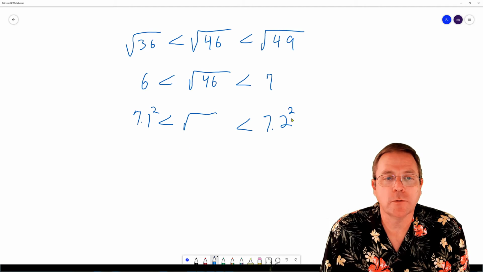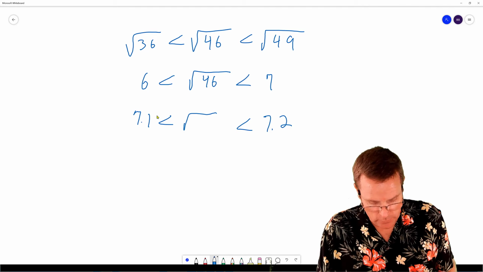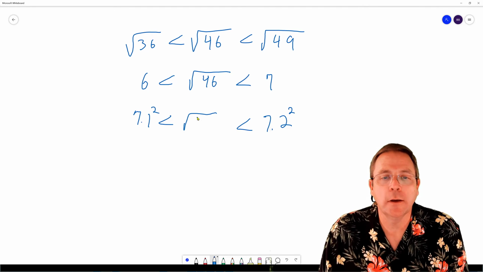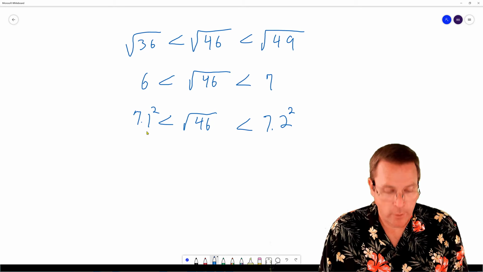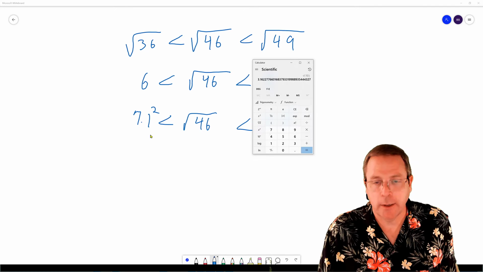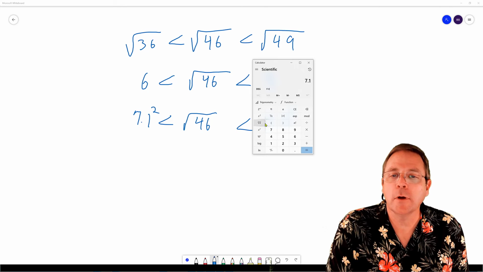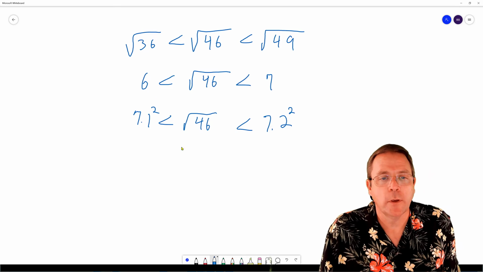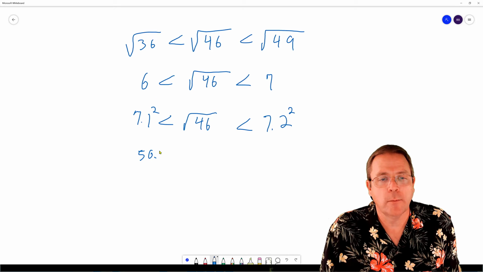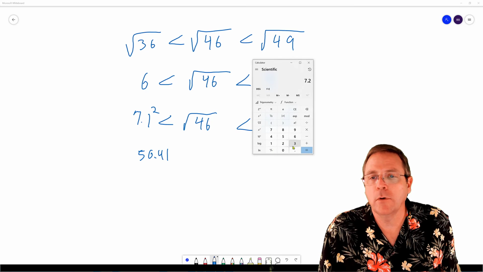I'm going to square each of those, just like they did, and that's going to give me 46 right there. So 7.1 squared, grab my handy dandy calculator, 7.1, and by the way, this little thing right here is a square button. That's going to give me 50.41. So I will have 50.41, and then 7.2. Oops, wait a minute. I just realized I did something bad.